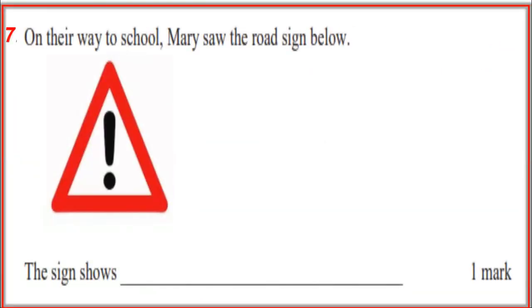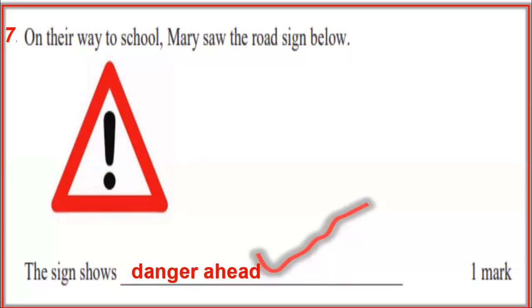Number 7. On their way to school, Mary saw the road sign below. The sign shows, look at this road sign. It's just 1 mark. We have different road signs. This is a warning sign. It shows that maybe something has happened, maybe an accident or something else, or maybe the road is broken. And so you should be careful. So the correct answer here should be danger ahead.